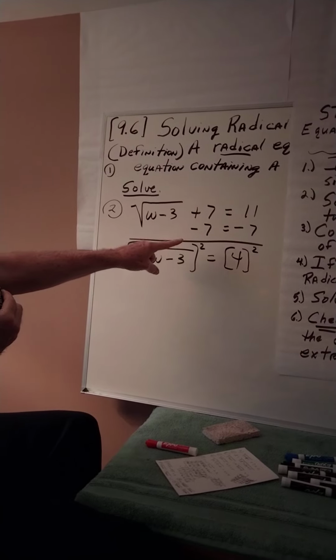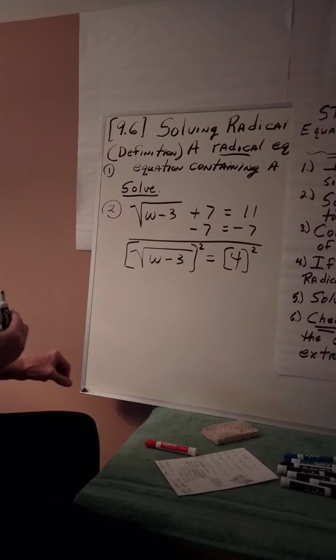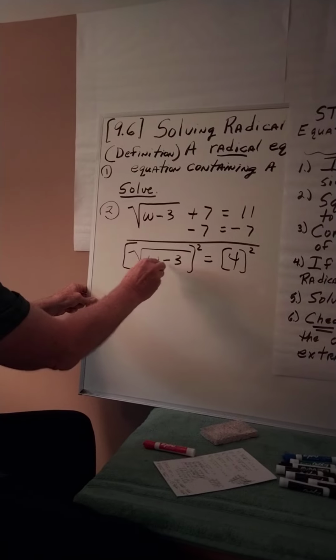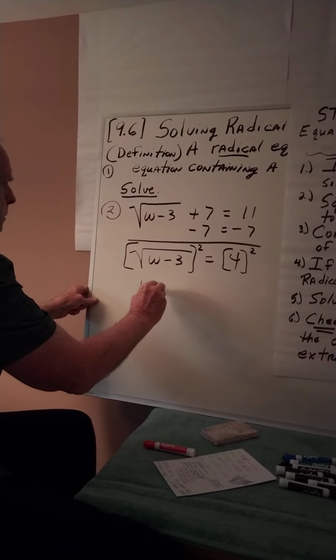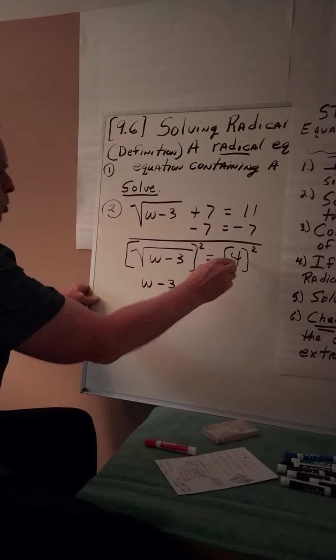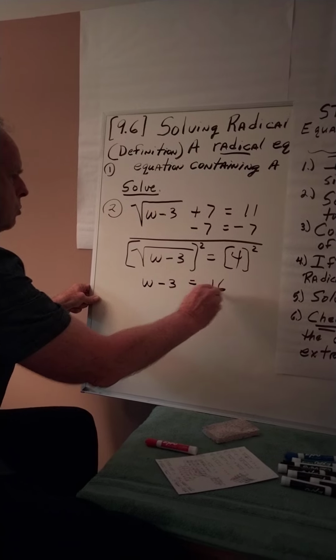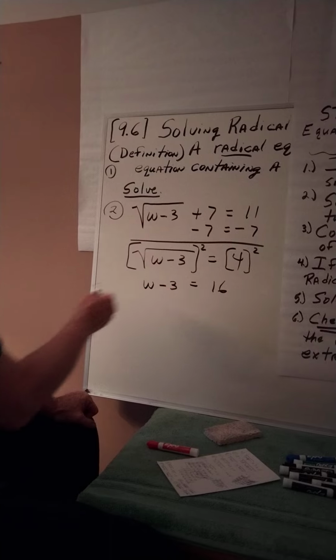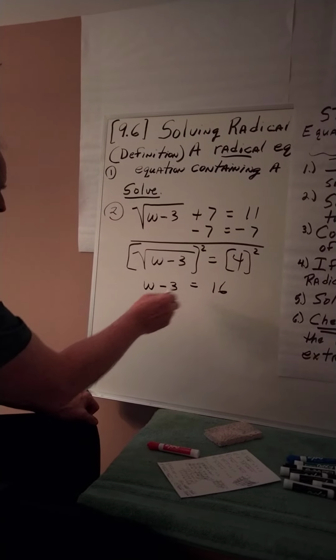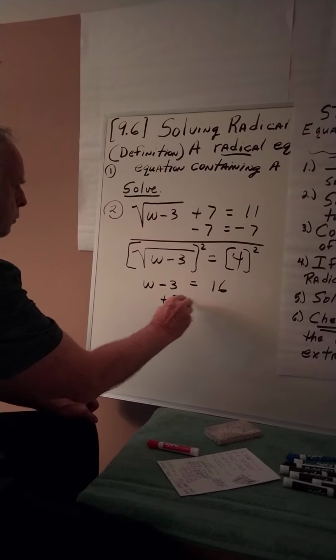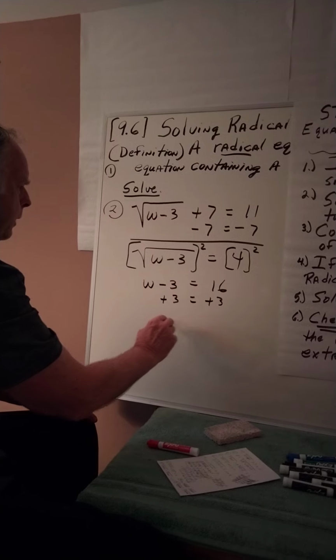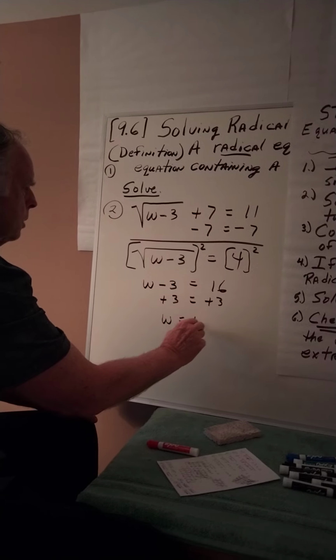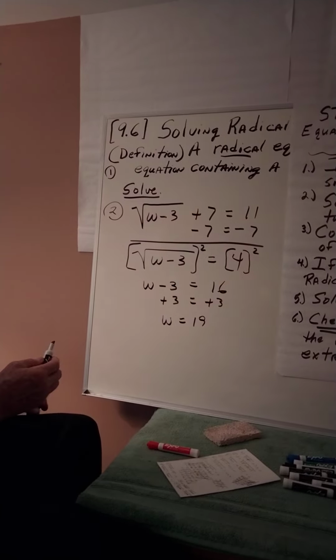On the left-hand side, when we square the radical of w minus 3, you get the radicand. And when you square 4, you get 16. Now, there aren't any terms to combine. Solve the equation. Positive 3, w is equal to 19.